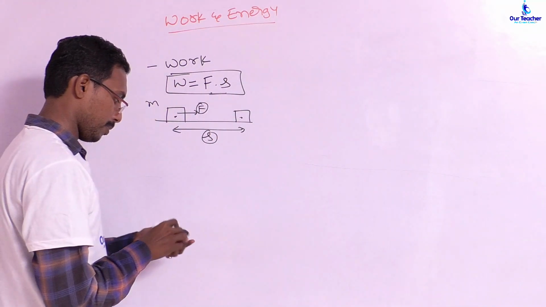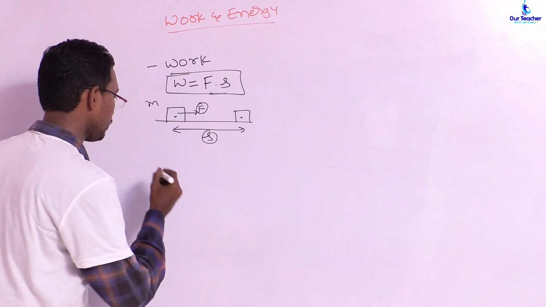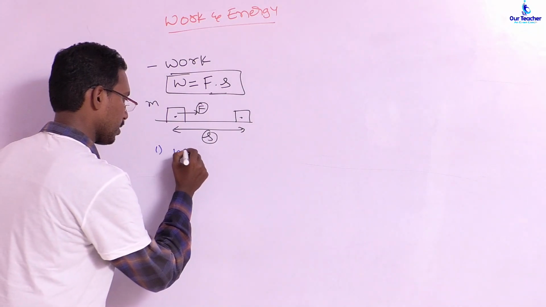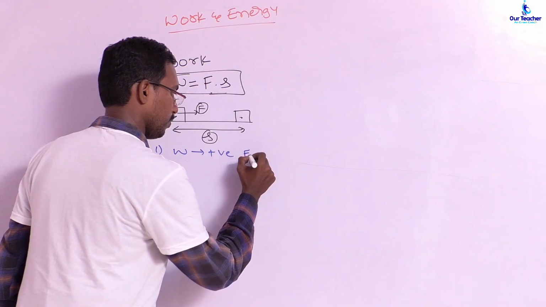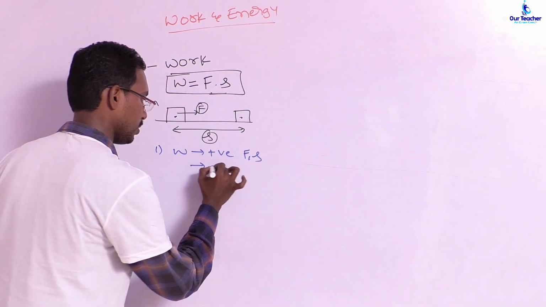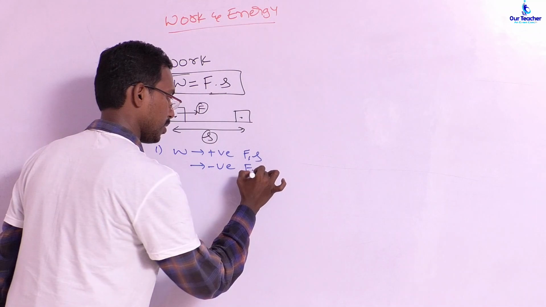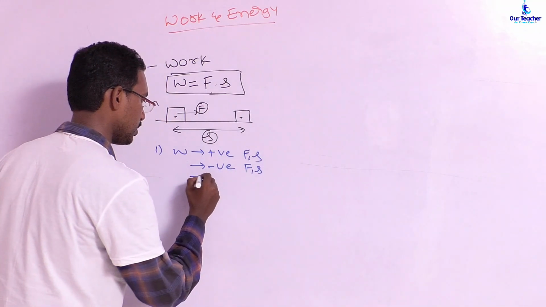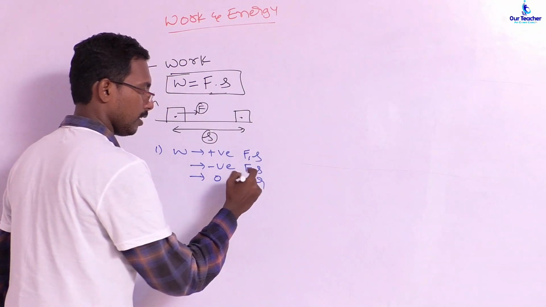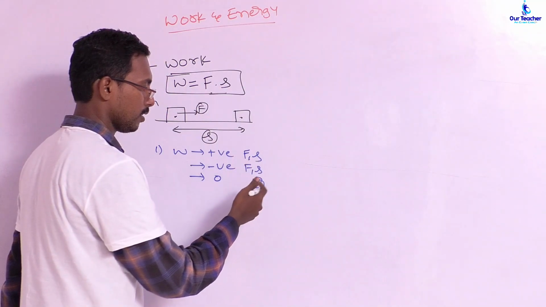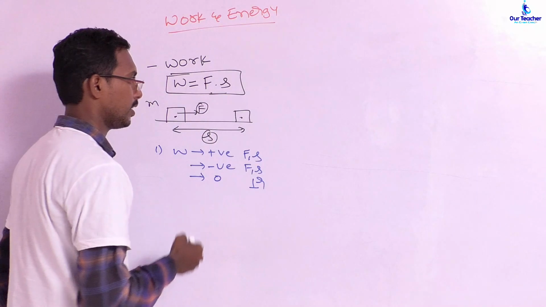And we have subtopics or cases. First case, work is positive: force and displacement in the same direction. It is negative whenever the force and displacement are in opposite directions. It is 0 whenever they are perpendicular, the angle between these two being 90 degrees. Why it is so, we will deal with that.